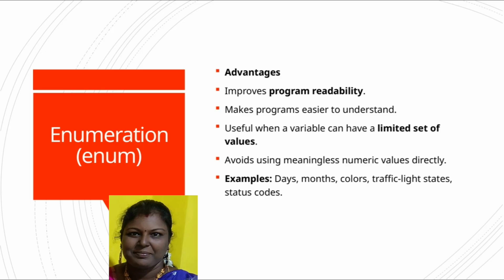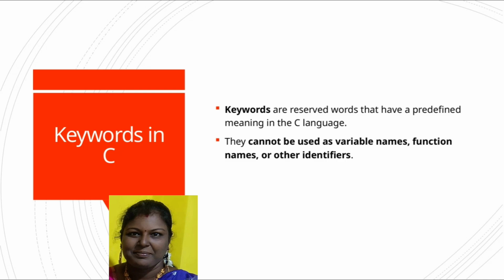Keywords in C are special words the language reserves for its own use. They have a specific meaning built into the language's core. Because of this, we can't use them as names for variables, functions, or anything else we define. Trying to do so would cause errors. Understanding these keywords is essential. They form the foundation of how C communicates instructions to the computer.